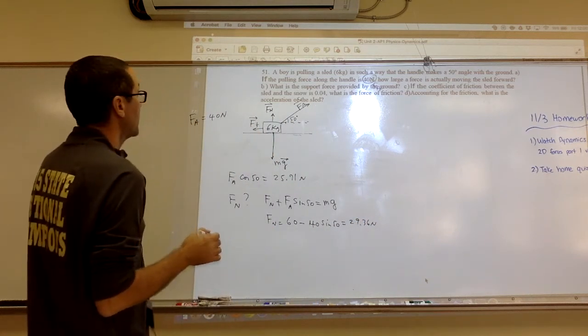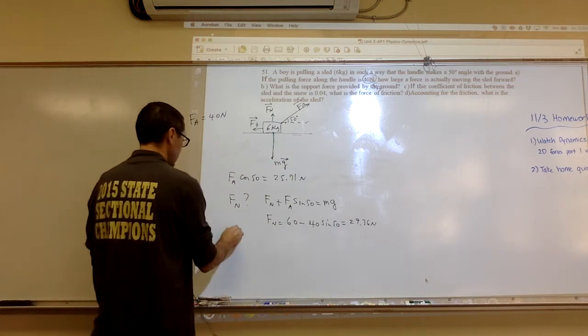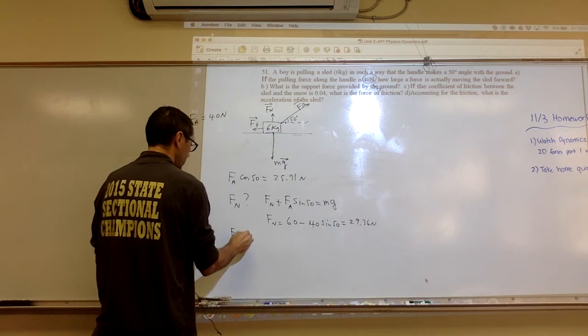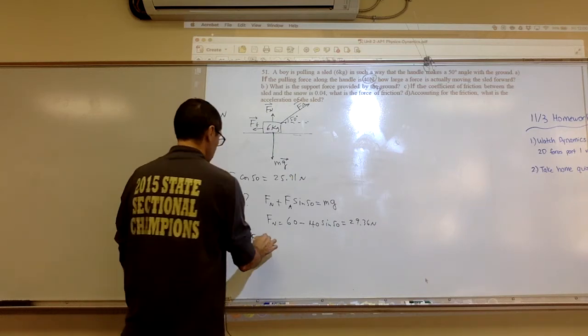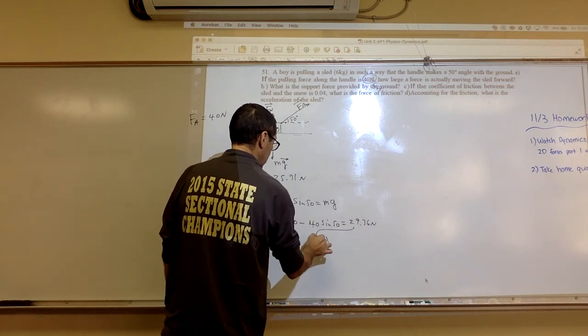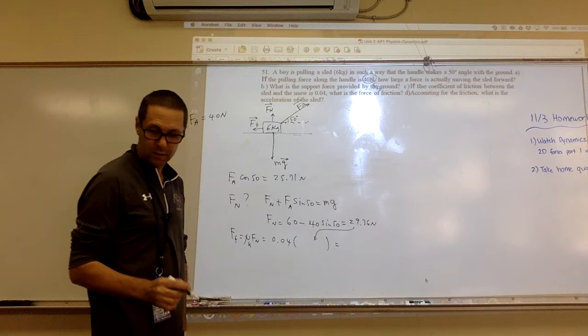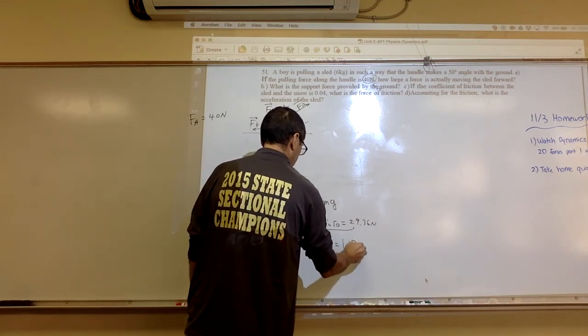If the coefficient of friction is 0.04, what's the force of friction? So you just have to do Ff is mu Fn. Now this is kinetic because you are moving. And that's going to be 0.04 times 29.36, and you should get 1.17. Not much friction.